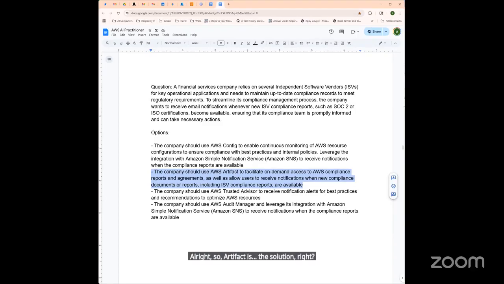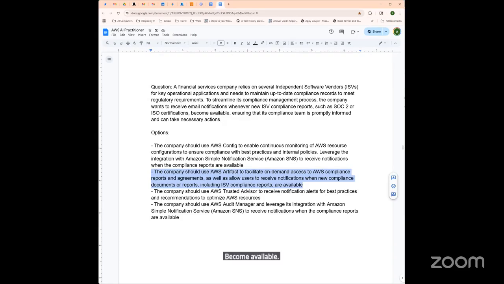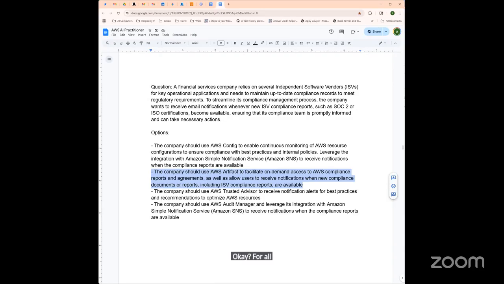Because it provides access to compliance reports through the third-party reports tab, right? It offers notification subscriptions for new compliance documents. It supports email notifications when new reports or agreements become available. It's designed specifically for compliance documentation. And it includes ISV compliance, okay, for all vendors who sell through the marketplace.